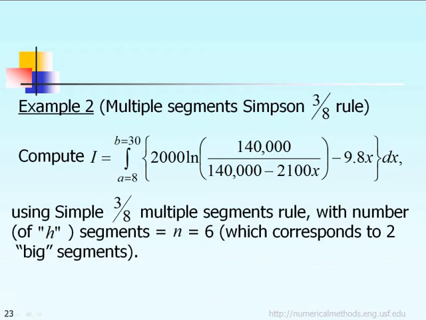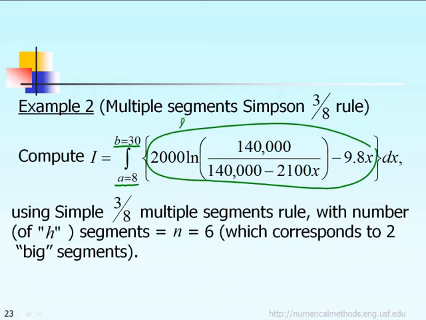Let's say we have the same objective. I want to integrate between a equal to 8 and b equal to 30, the limits of integration, of the same function that we did earlier. This is f of x, the function given to you. But this time we want to use the Simpson 3/8 rule with multiple segments, n equal to 6.